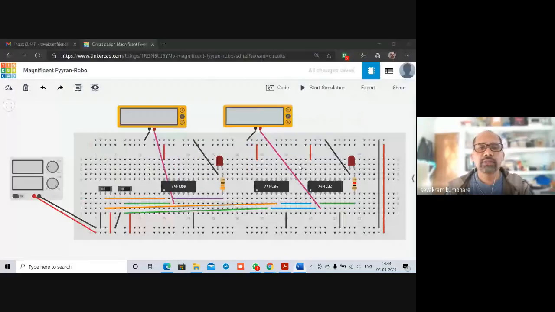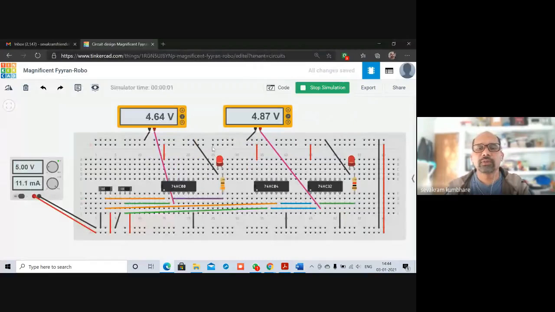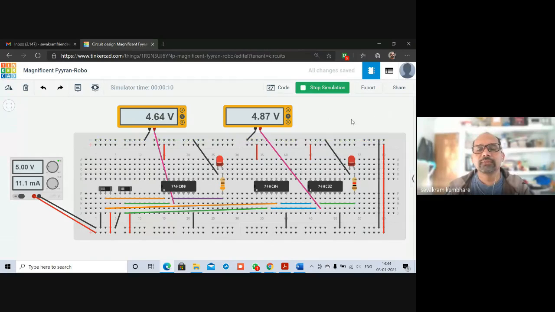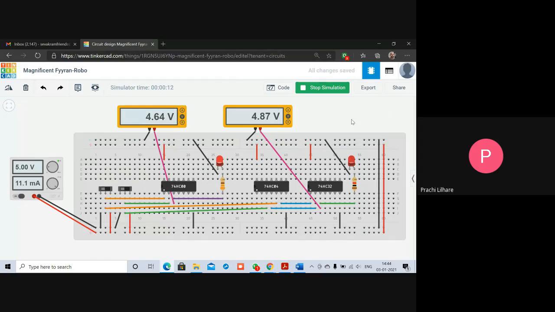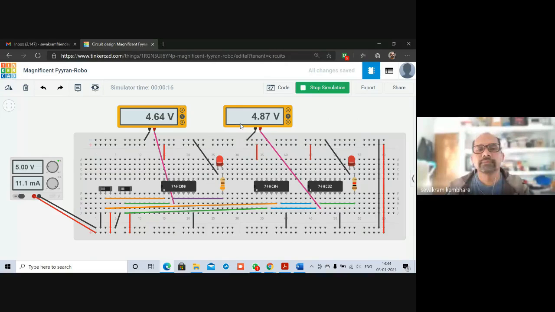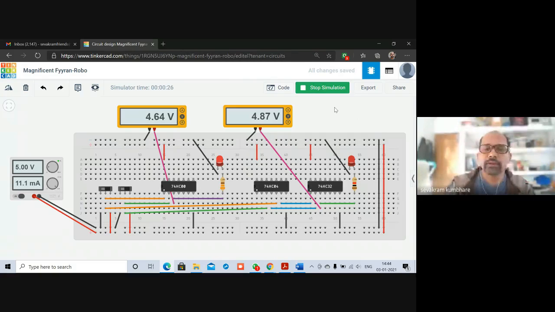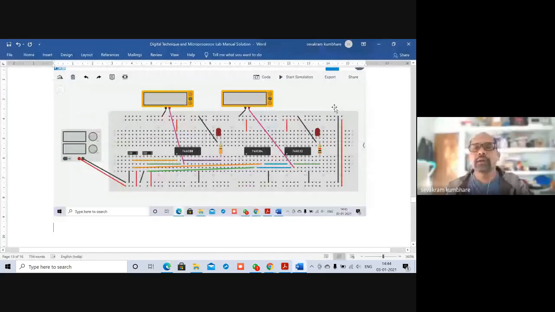Now I'll run the simulation. Now if you observe, you are getting correct output, right? Yes or no? Yes, sir. What is the LED status right now? On. 1 1. And what is the voltage? 4.64 volt. 4.87 volt. Right. So what I will do, I will mention it over there.